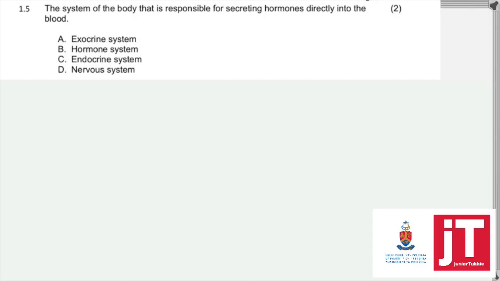Let's move on to question 1.5. This is the last question in our multiple choice section for this video. So let's have a look here. The system of the body that is responsible for secreting hormones directly into the blood. Now that's an important point to remember. We're looking at directly into the blood, and we know that the first option, an exocrine system, would be duct glands or glands that secrete their secretions into ducts first, not directly into the blood. So we know it's not option A. The hormone system, well, that's not something we would be referring to. Option C, the endocrine system, these are glands that secrete directly into the blood, and then the nervous system is not really a glandular hormonal chemical messenger system. So we're left with option C, and that's the option that we are going to choose.